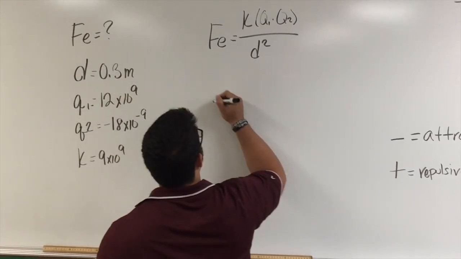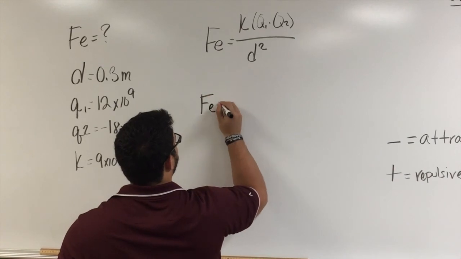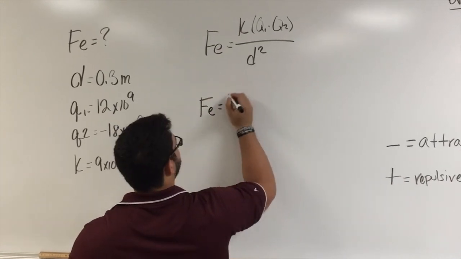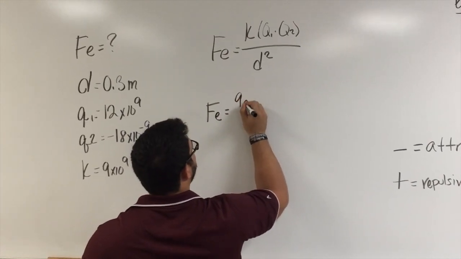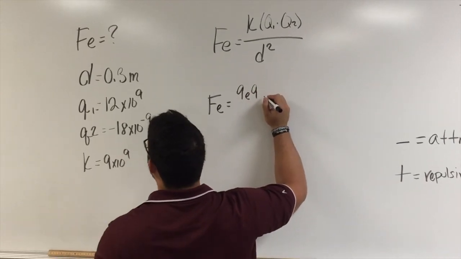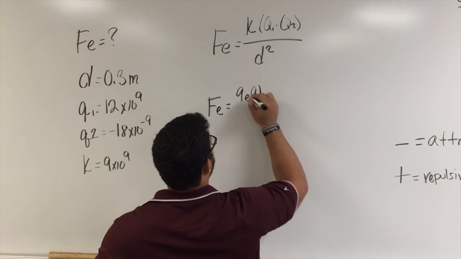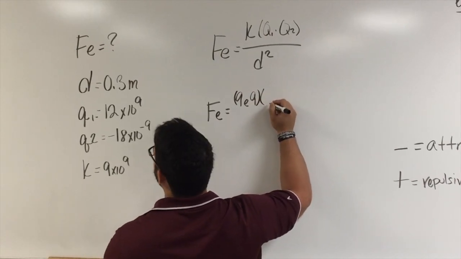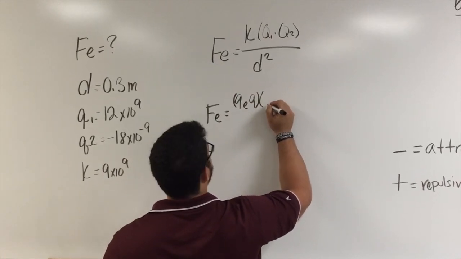We don't know what FE is, so we're going to keep FE by itself. We know that K is going to be 9 times 10 to the 9th. We know that our Q1, which we're going to multiply, multiply all these together, is going to be a positive 12 times 10 to the 9th.